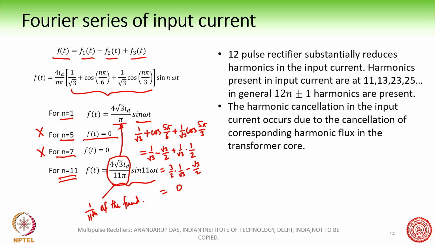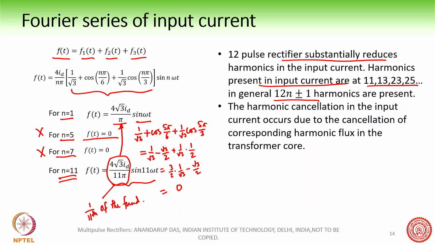So we have eliminated some harmonics, and the amplitude of the 11th harmonic is also very low. Therefore we can say that the 12 pulse rectifier substantially reduces the harmonics in the input current. Harmonics present in the input current at 11, 13, 23, 25, and in general 12n plus minus 1 harmonics are present. So the 5th, 7th, 17, 19, these harmonics are all gone.